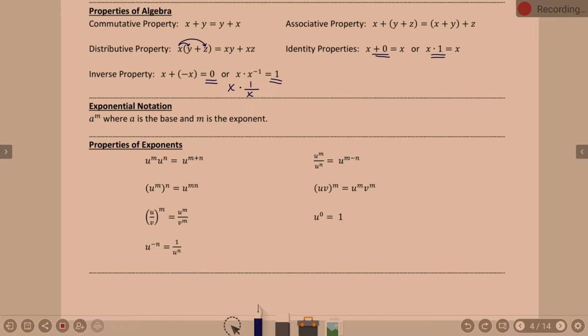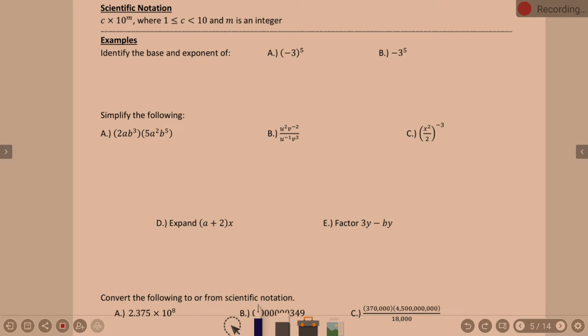Let's run through. Oh, and top of the next page, scientific notation. Okay, c times 10 to the m, where for scientific notation, remember that c value has to be some number between 1 and 10. It can be as small as 1.0 or as big as basically 9.999999, right? It cannot actually be 10. And m is some integer. So that means the exponent won't be a decimal or fraction. It's some positive or negative whole number.